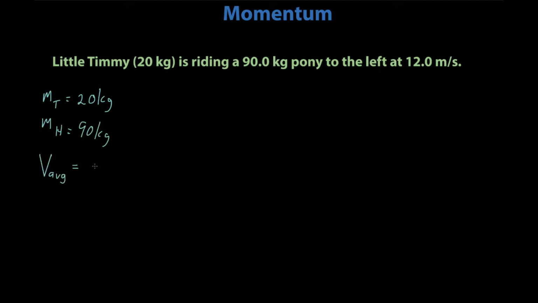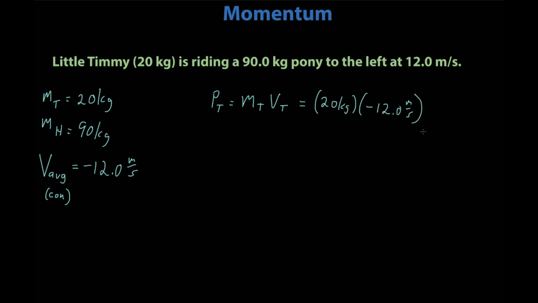Velocity average is negative 12.0 meters per second. I could also put velocity constant here too. But if the velocity is not changing, that is also an average velocity. Momentum of Timmy is mass of Timmy times the current velocity of Timmy. Since the velocity is not changing, we don't have to worry about initials or finals. 20 kilograms times negative 12 meters per second equals negative 240.